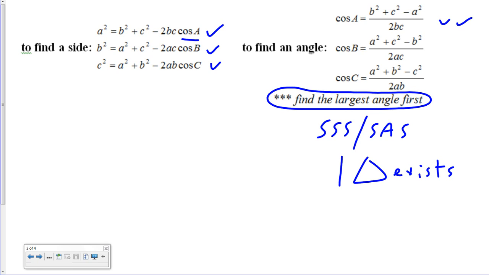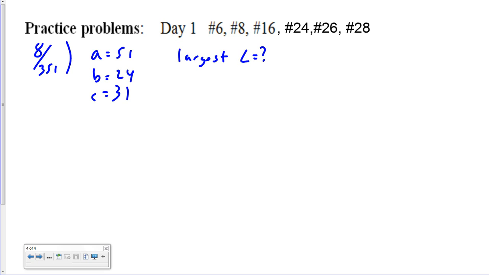On page 351 it says, A is equal to 51, B is equal to 24, and C is equal to 31. And it says find the largest angle. Now, one thing you have to remember is the largest angle is always opposite the largest side.